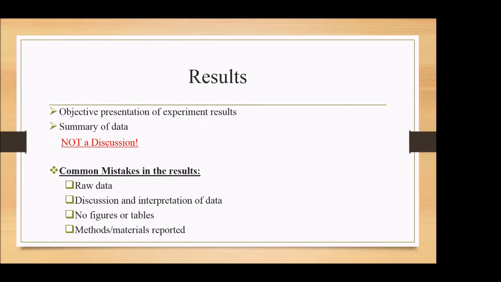So common mistakes when you write the results: you put raw data, a table or a figure, but you don't explain it. So I don't know what that means. You have to give meaning to these numbers: what tests you used, how you analyzed it. The most common mistake is that you don't interpret the data. You only, as I say, report the data.